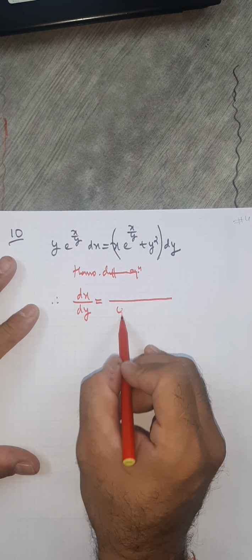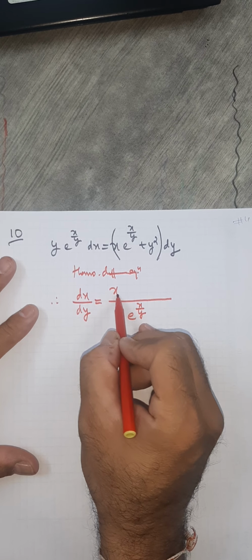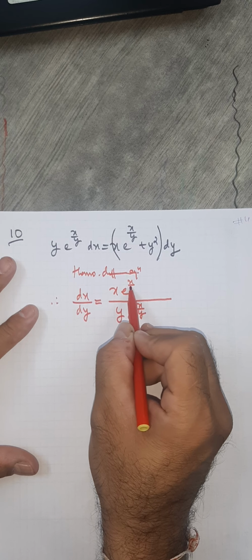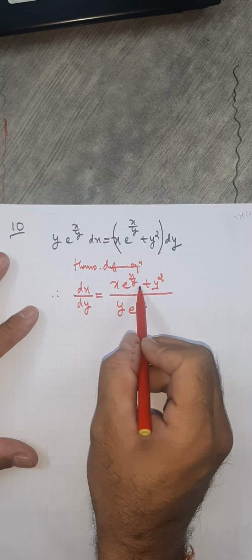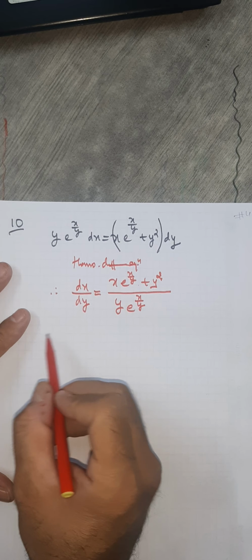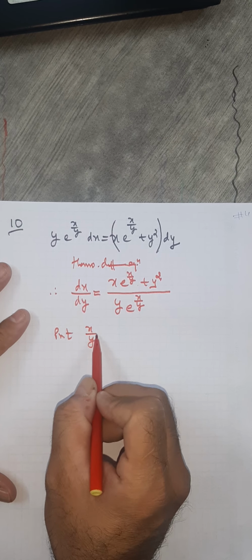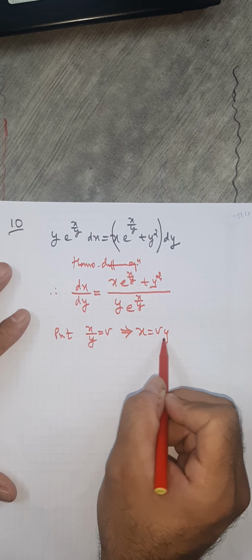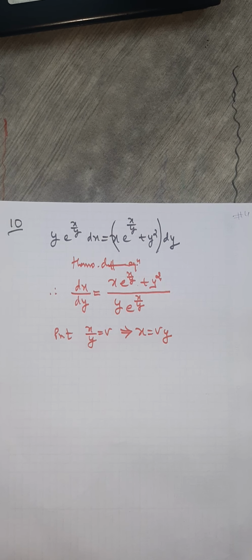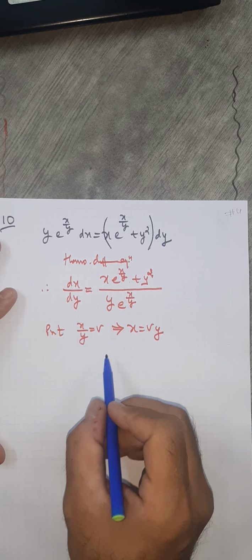So this y into e raised to x by y goes down, and here you have x into e raised to x by y plus y square, this into this. Okay, now you know what's the next step. Put x by y equals v substitution. So what is x? That is vy. Now we differentiate it with respect to y, remember.